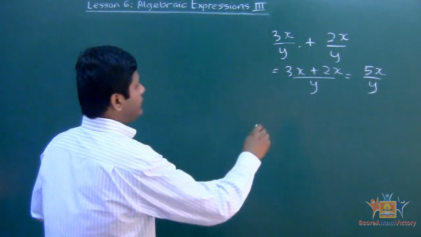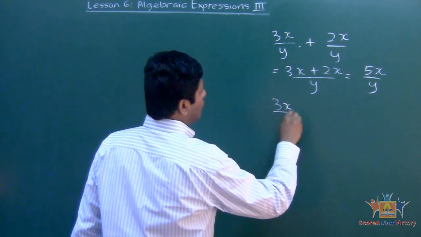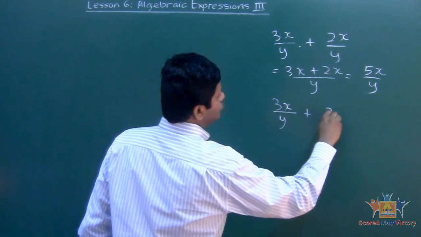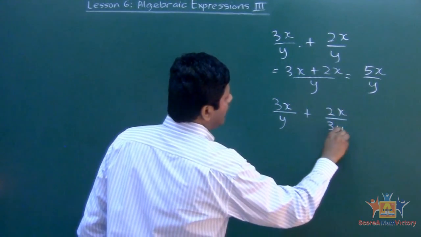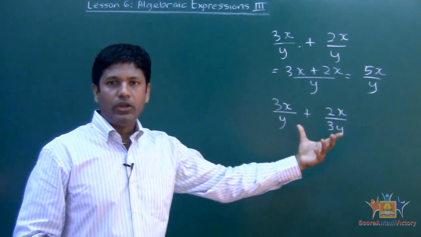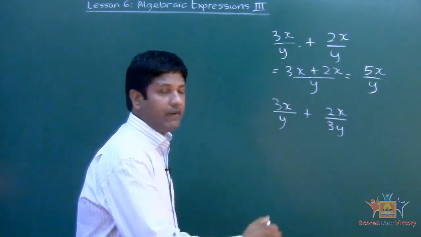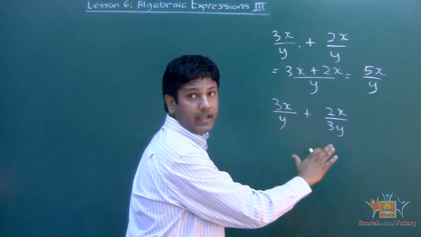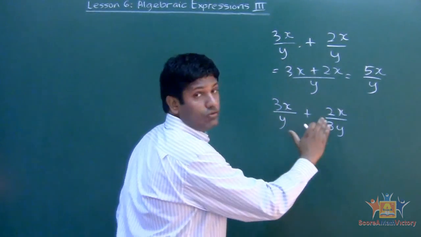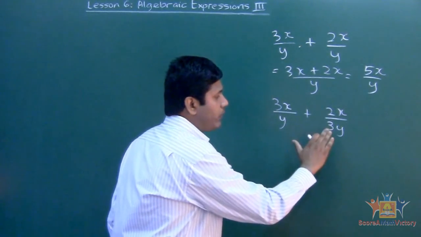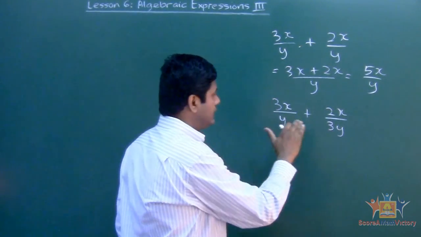Now what if I do it this way? 3x over y plus 2x over 3y. Can I add that? No, I cannot. Why? Because they're not a common denominator. They have to be common. See that? So y and 3y. In this case, y is y, but the only thing common is what? 3. This one doesn't have a 3.